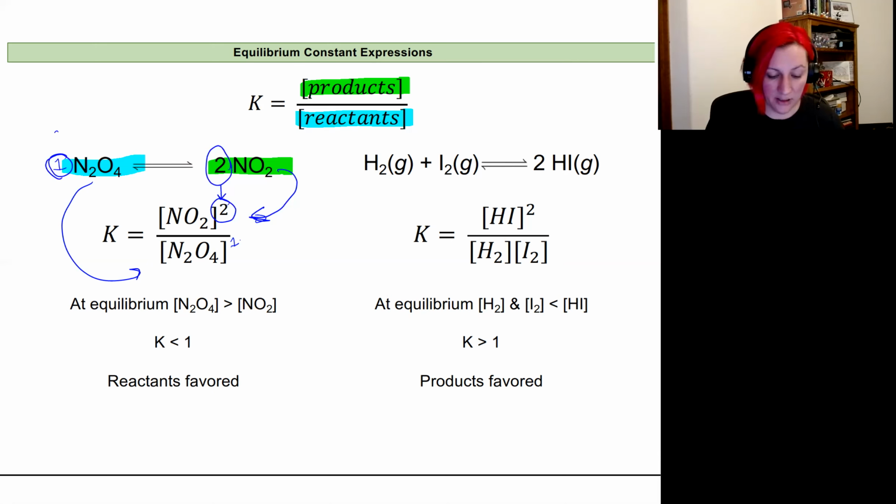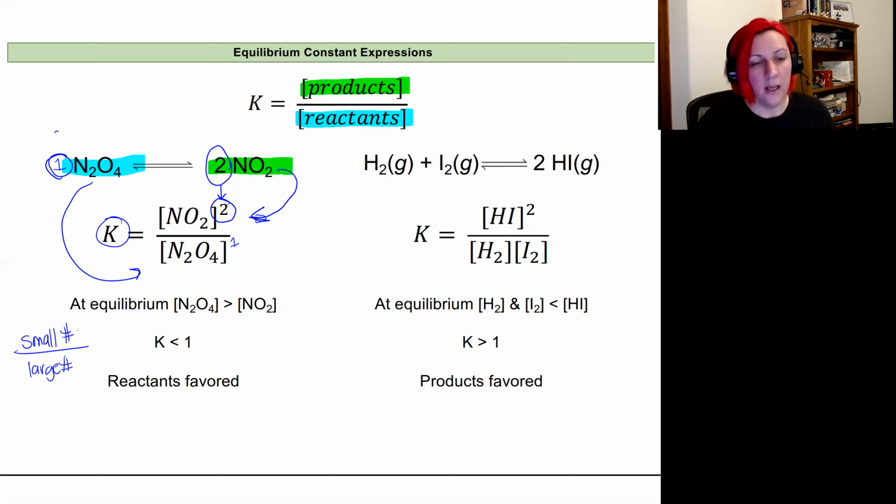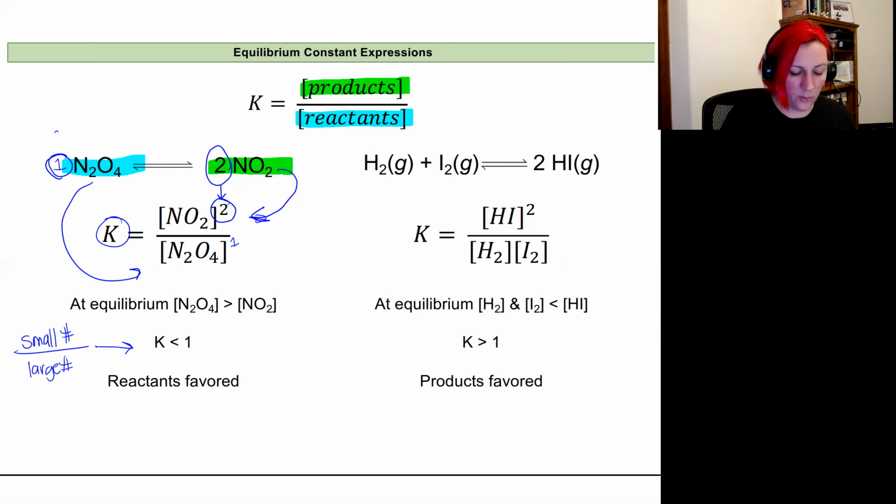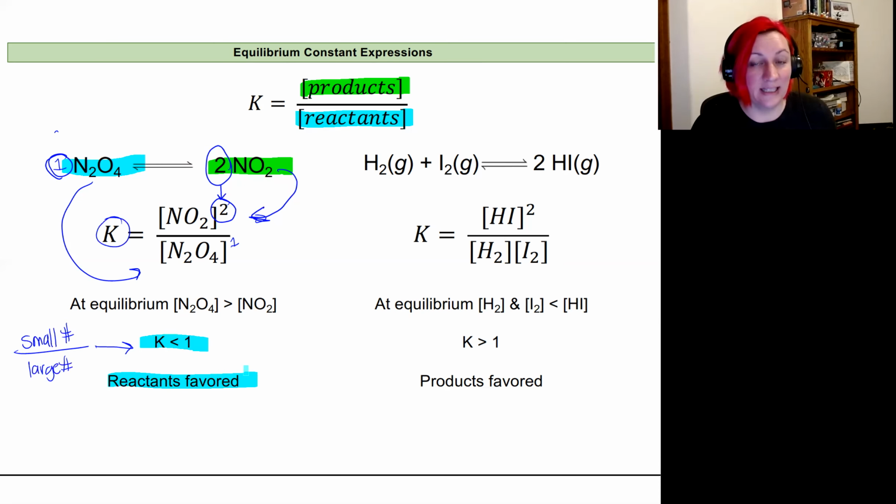And so we can calculate what K is based on what these concentrations are at equilibrium if we know them. Now, we already know that reactants are favored in this reaction. And so we know that the concentration of N2O4 is going to be larger than our NO2. And so that means we're going to have a large number on the bottom of our fraction and a small number on the top, even though it's squared. And so because of that, we end up every time with an equilibrium constant value that is less than 1. So if reactants are favored, then our equilibrium constant will be less than 1.